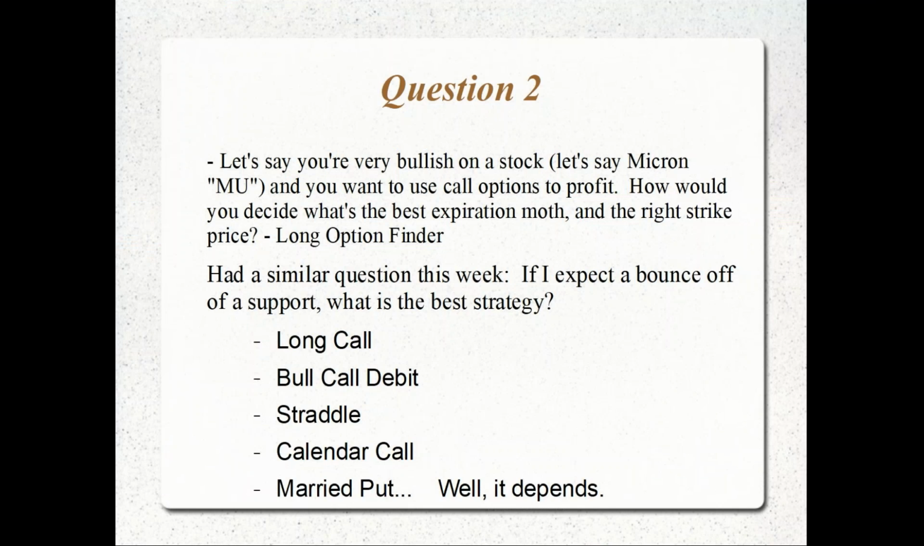Now, related to that, I had a similar question this week, which many of you might have had before. If you're tracking a stock and you expect to bounce off of a support, or bounce in either direction, what is the best strategy? So I'm expecting an upward bounce on a declining stock. Is it a long call? Is it a bull call debit? A calendar spread we just looked at converting from a profitable long call? A married put? Or maybe even a straddle? Well, the answer to that question is it depends.